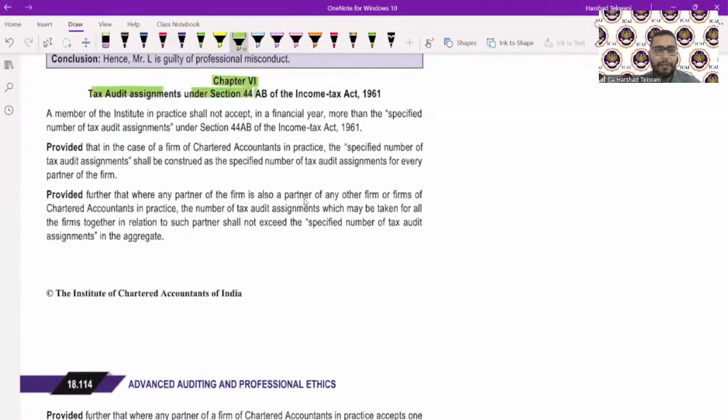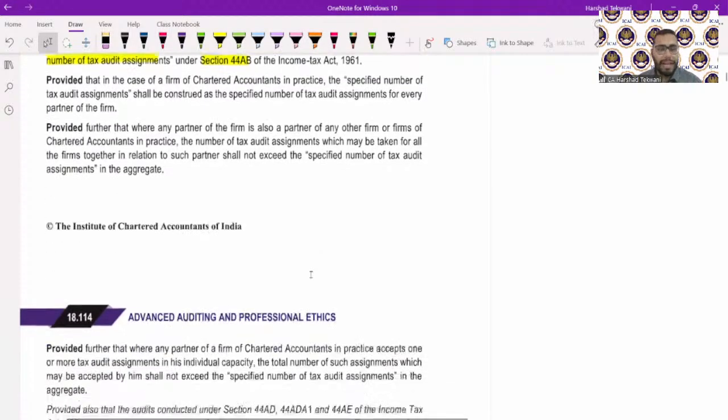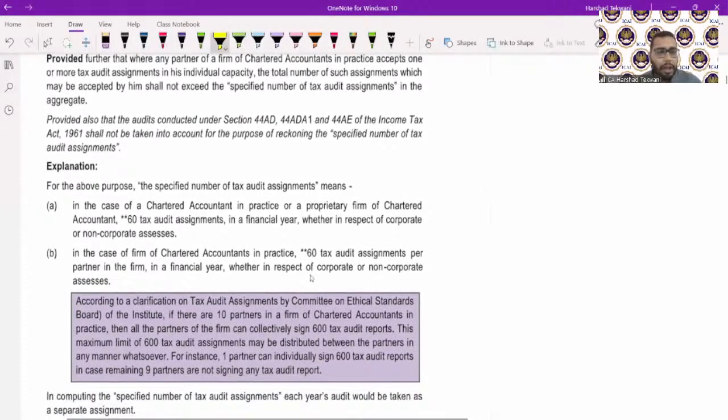Chapter 6, tax audit assignment under section 44AB of the Income Tax Act. This chapter talks about the specified number of tax audit assignments that a chartered accountant in practice, a partner, or a chartered accountant firm can take. So the focus here is on the specified number. The specified number is 60 tax audit assignments in a financial year in case of a proprietary firm.